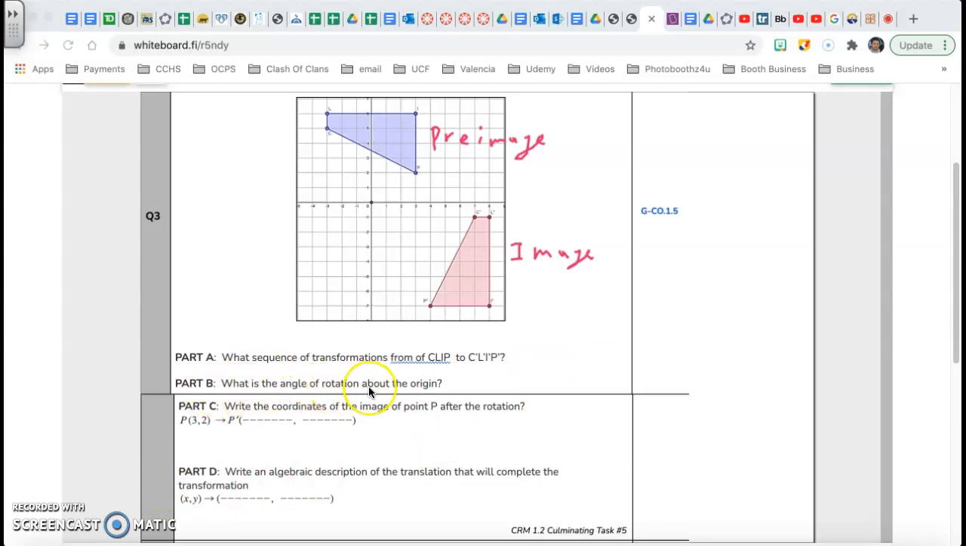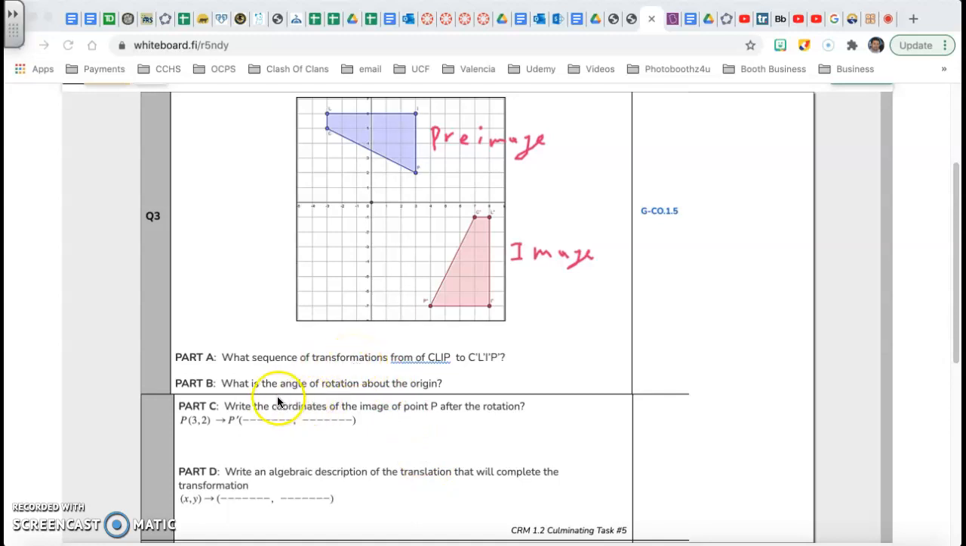What is the angle of rotation? So they're telling me that there's a rotation involved. Let's keep reading. Write the coordinates of the image of point P after the rotation. So they're talking about the rotation. What else? Write an algebraic description of the translation. So they're telling me that it's a rotation and translation. So you see that the answers also help me answer my questions, okay? So part A is rotation and translation.